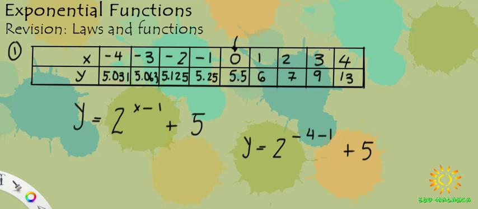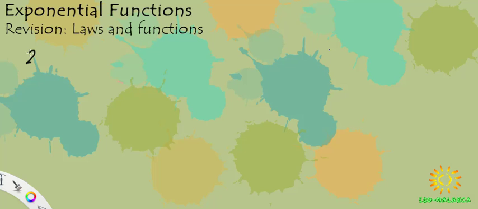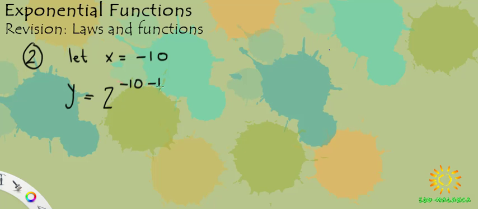So let's come back to our values. As x gets smaller, we can see that we have 5.031. So what we're going to do is pick an even smaller value of x. For example, let x equal negative 10. Let's substitute this into our equation. So the equation will become y is equal to 2 to the power of negative 10 minus 1 plus 5.